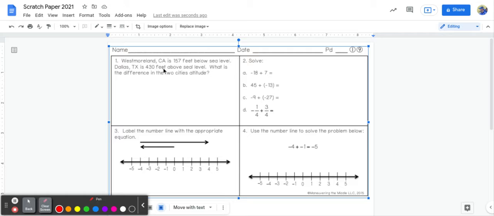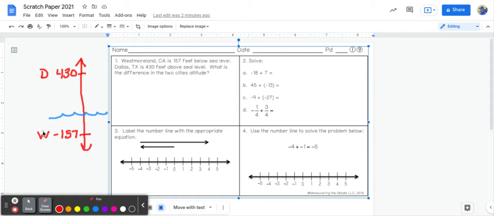So number one says Westmoreland, California is 157 feet below sea level. Dallas, Texas is 430 feet above sea level. What is the difference in the two cities' altitude? So to explain this, we'll just draw a generic number line here. And we have Dallas, Texas. So we'll put a D up here for Dallas, Texas. This is 430 feet above sea level, which means we'll use blue here. Here's our sea level. And Westmoreland, California is below sea level. So it's actually negative 157 feet if we're describing this.